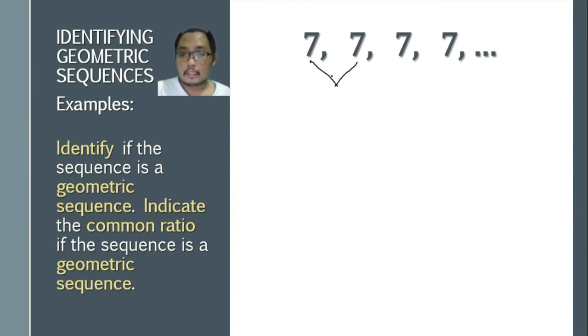Dividing 7 by 7 gives us 1. Dividing 7 by 7 is also 1. And this will also give us a 1. Since all of these are the same, therefore the common ratio is 1. And this is a geometric sequence.